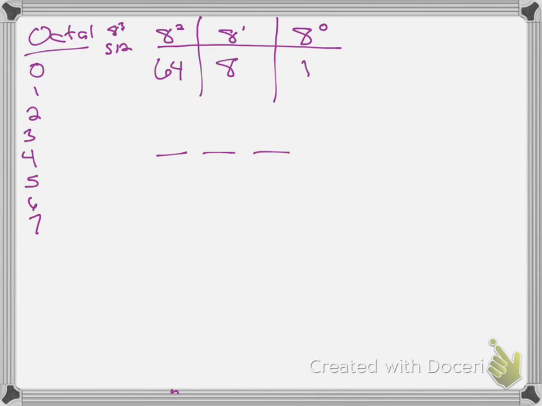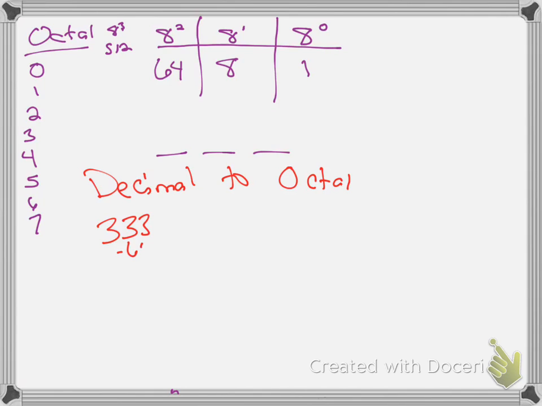So let's look at 333. So we're going to go from decimal to octal now. So 333. And I want to start with my largest number. So I'm going to start taking out 64s, and I'm going to see how many 64s I can remove. Take out a 64. It's a 9. It's a 6. That is a 269.